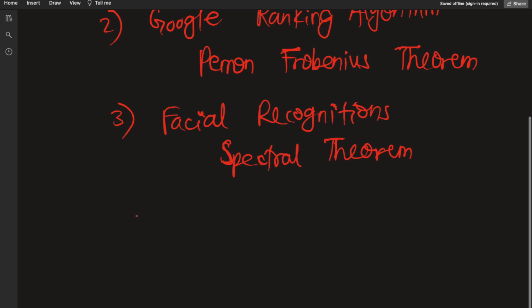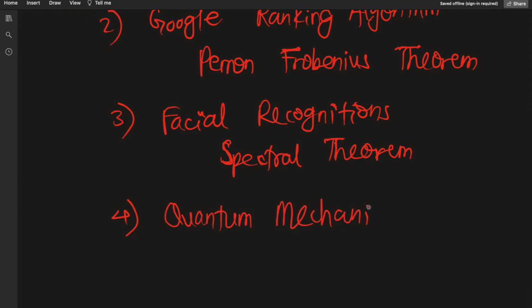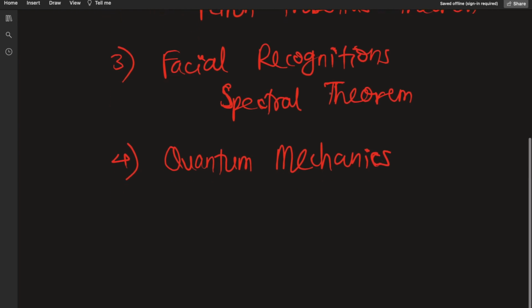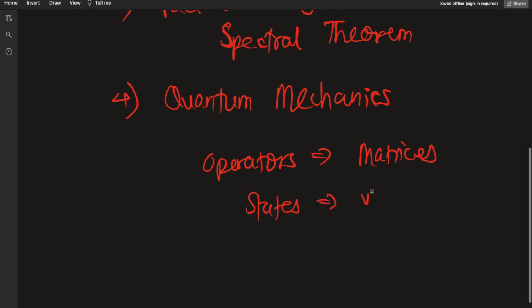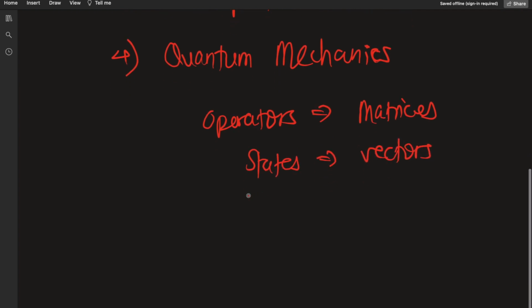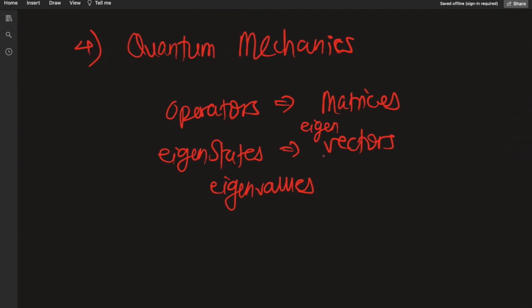And then I would talk about many things in physics, actually. Quantum mechanics. The way my professor put this is, quantum mechanics is just the spectral theorem in Hilbert space. That's all of quantum mechanics, because you have operators, which are the physics term for matrices, you have states, which is the physics term for vectors, and you have eigenstates, eigenvectors, eigenvalues, or you can say observables.